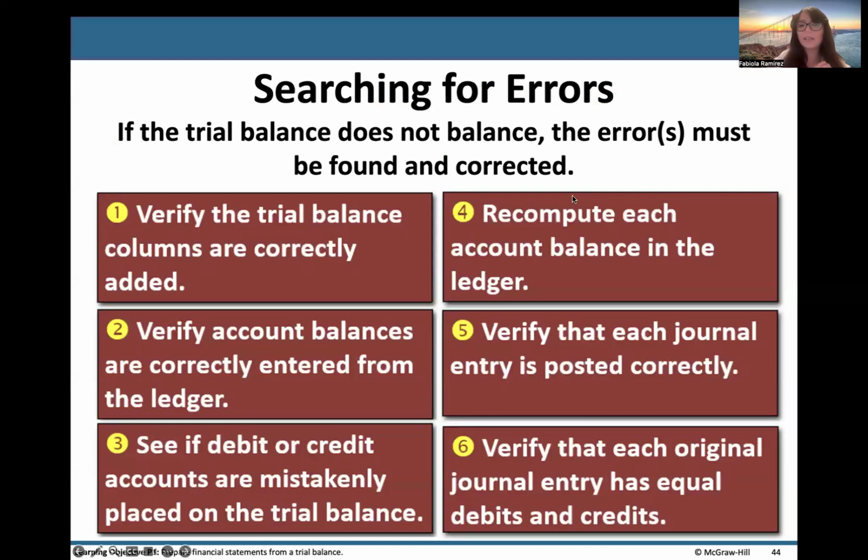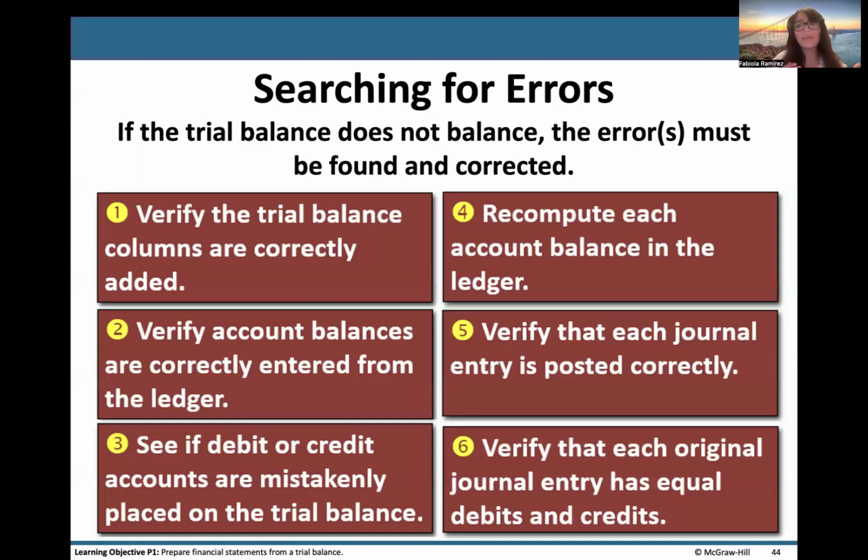Now, here are the steps in order to check your work if your total debits do not equal your credits. Step 1 would be to verify the trial balance columns are correctly added. Step 2, verify account balances are correctly entered from the ledger. Step 3, see if debit or credit accounts are mistakenly placed on the trial balance. Step 4, recompute each account balance in the ledger. Step 5, verify that each journal entry is posted correctly. And step 6, verify that each original journal entry has equal debits and credits.